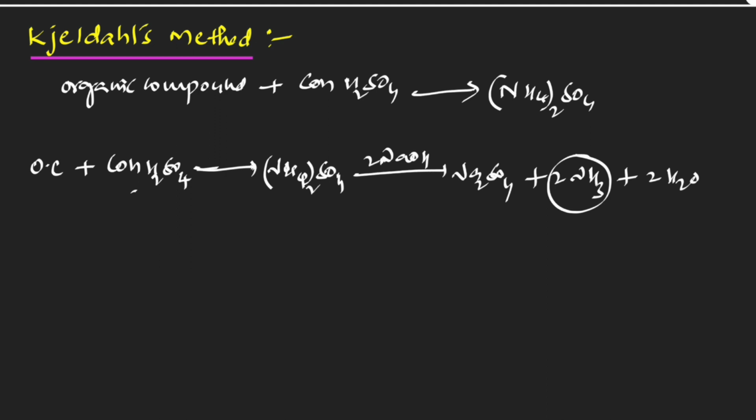In this Kjeldahl's method, organic compound is heated with concentrated sulfuric acid. The nitrogen is converted to ammonium sulfate. The ammonium sulfate is heated with excess of sodium hydroxide solution. The ammonia is evolved. The amount of ammonia produced is determined by estimating the amount of H2SO4 consumed in the reaction. The acid left unused is estimated by titration with some standard alkali solution.